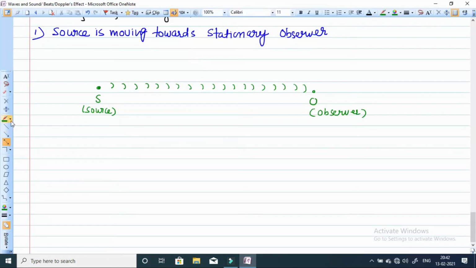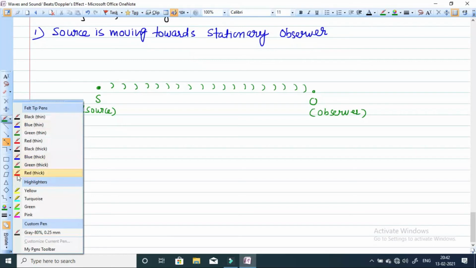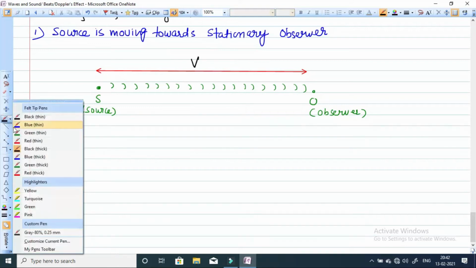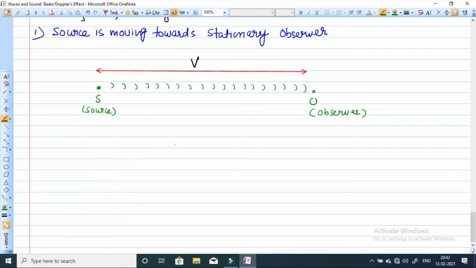So this will be basically your distance between the source and the observer. This V we can take, and this will be equal to V. But since this source is also moving with the speed Vs, after time t the position of the source will change and this will be the new position. Suppose after 1 second, this is the new position.